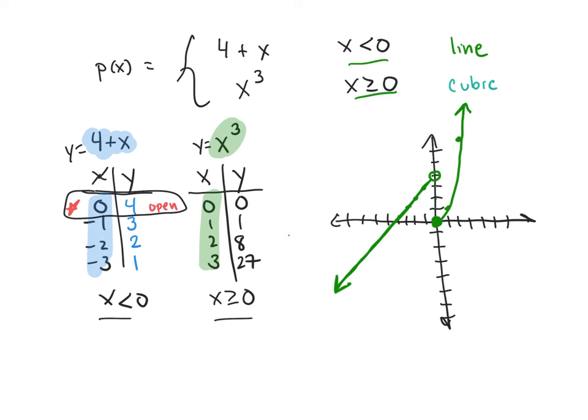Because if you remember what a cubic looks like, it would continue to go like this, but we don't have that part because we're only looking at points that are greater than or equal to 0. So, best way to do these, make these little tables, pick the special x's, and then you can get a pretty good picture of what your graph looks like.